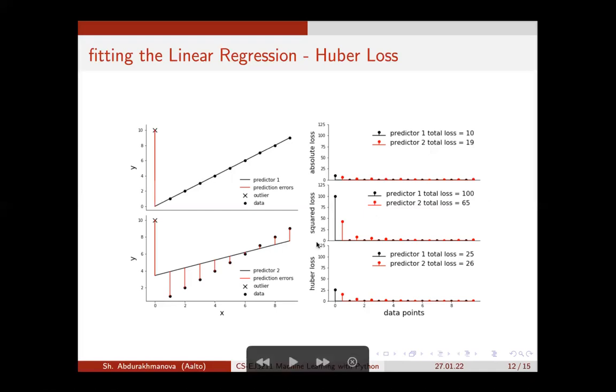Now, if we use a different loss, for example squared loss, the resulting values are going to be opposite. According to squared loss, predictor number 2 is better than predictor number 1. So if we use this loss, we will choose this kind of function. And then the Huber loss is somewhere in between those two. It says that predictor number 1 is slightly better than predictor number 2. But of course, for Huber loss, you have a hyperparameter epsilon that you can adjust, so this loss is going to depend on the epsilon value.